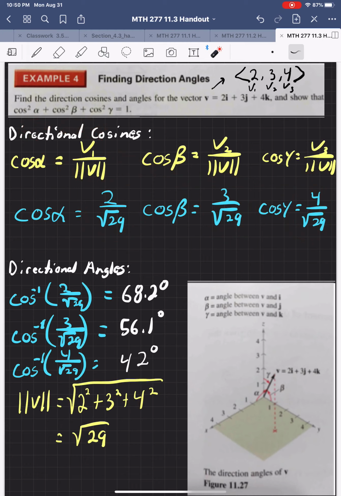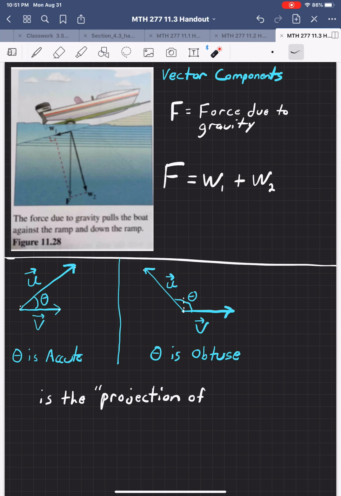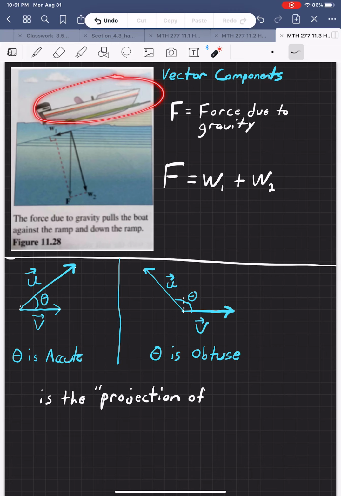Okay, so this last part of our material that we need to know is not always easy for students to grasp, and let me do my best. So, for example, we have a boat on some type of ramp, and it looks like it's getting ready to be placed into the water or pulled out of the water.